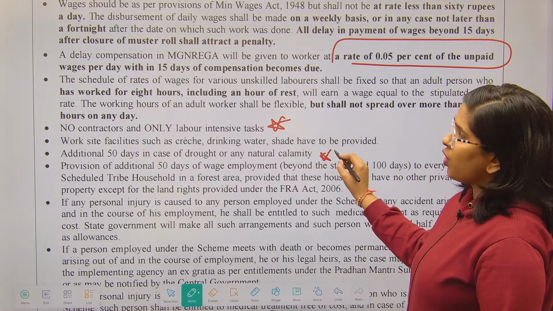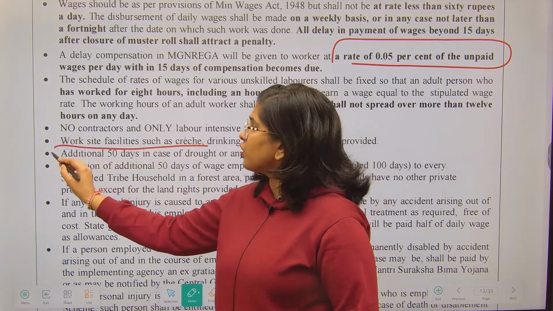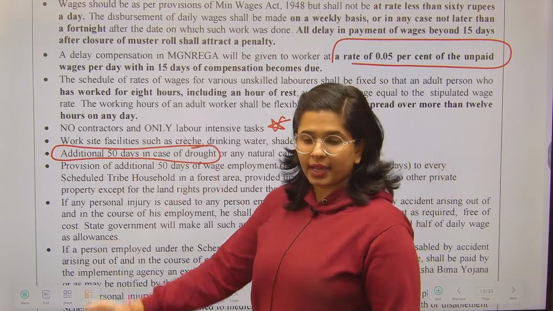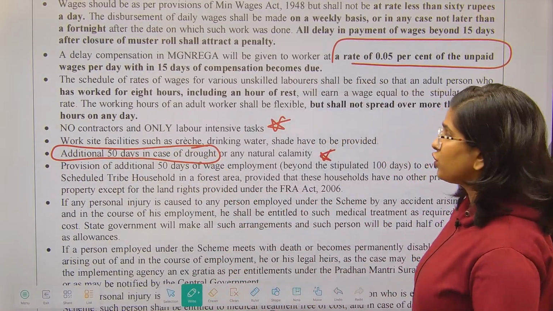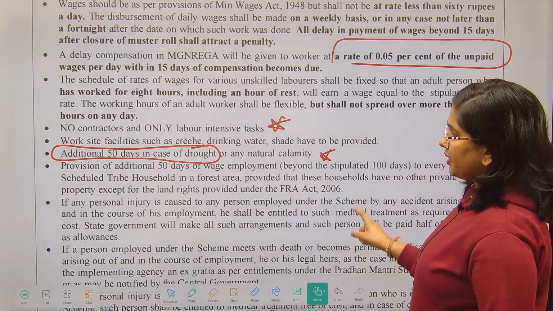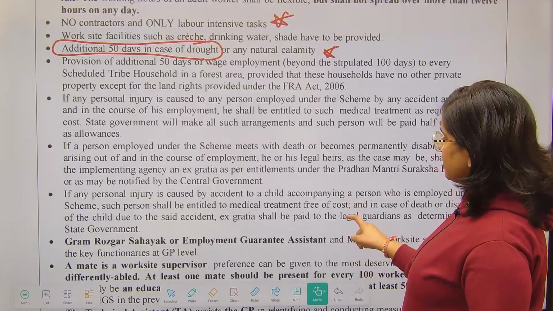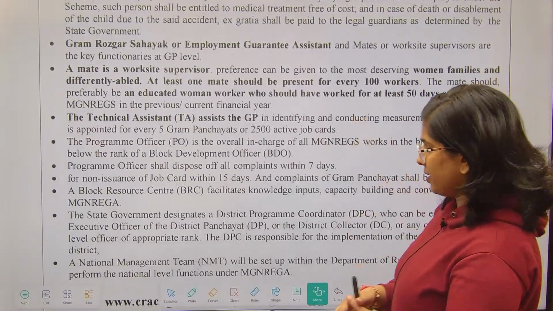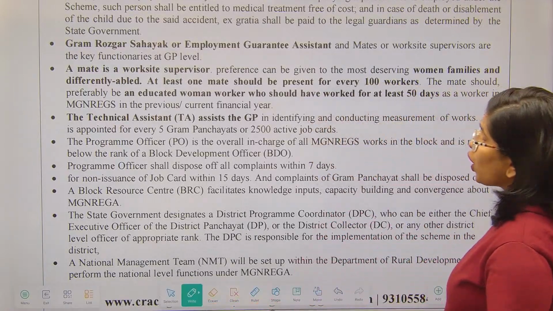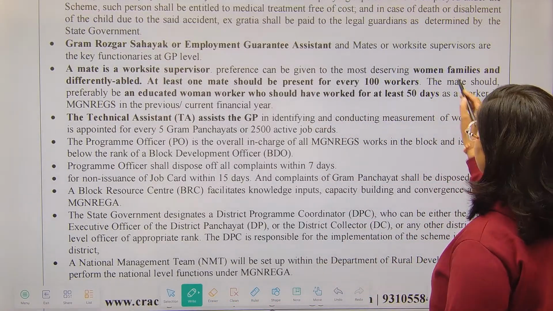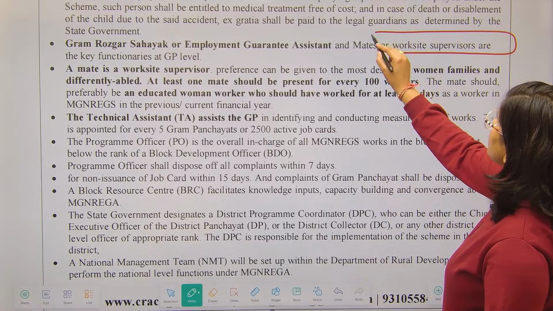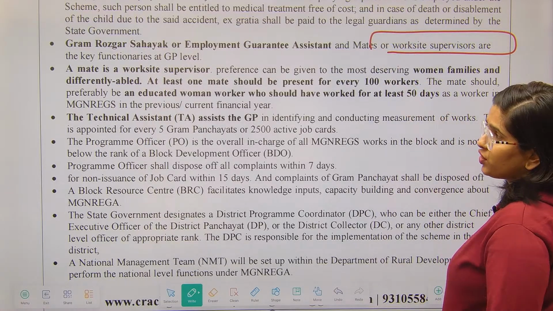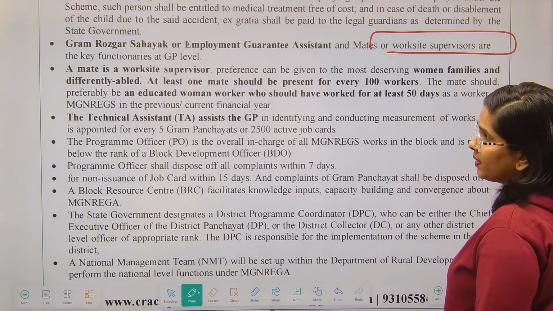Additional 50 days of work would be provided in case of drought. ठीक है, drought के केस में additional 50 days of work should be provided. And the rest of the conditions are in detail, so no need of that. Then there is a Gram Rojgar Sahayak. Gram Rojgar Sahayak, also called the employment guarantee assistant, who is a work site supervisor and the key functionary at the Gram Panchayat level.